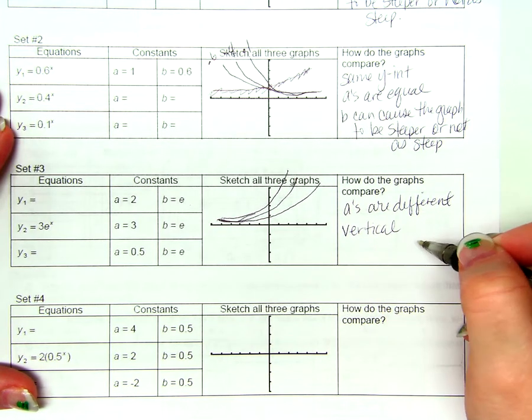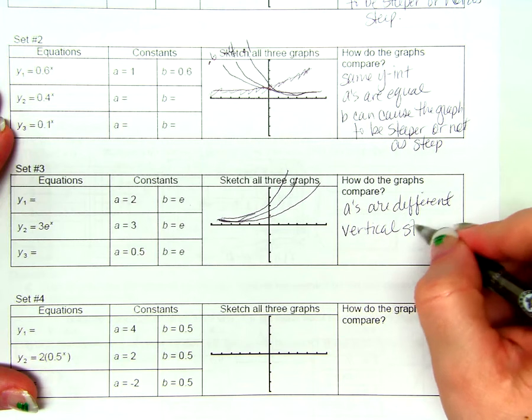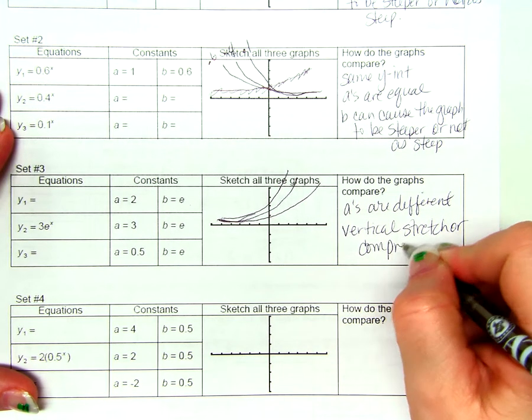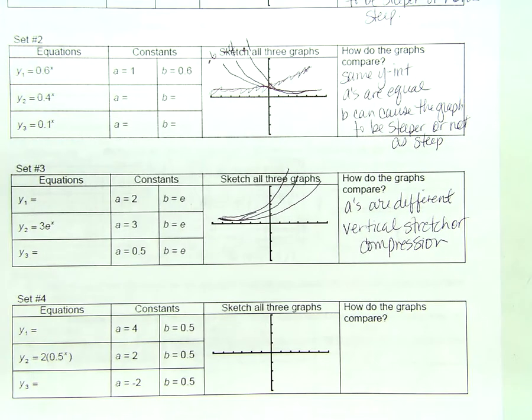Did they shift? Okay, remember A's usually cause a vertical stretch or compression, and since transformation rules work for all different kinds of functions, guess what change in A causes now? A vertical stretch or compression. Okay? No. Maybe. We'll talk about that later. How about that? Is that fair?